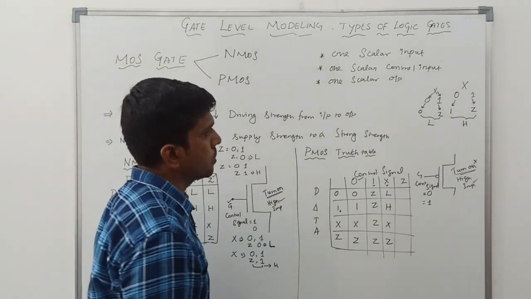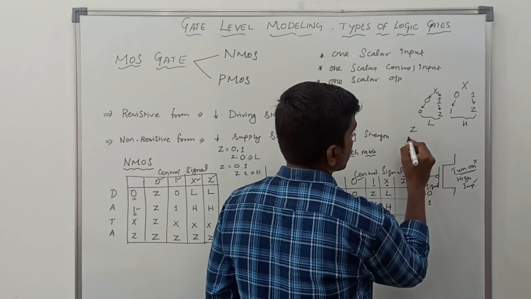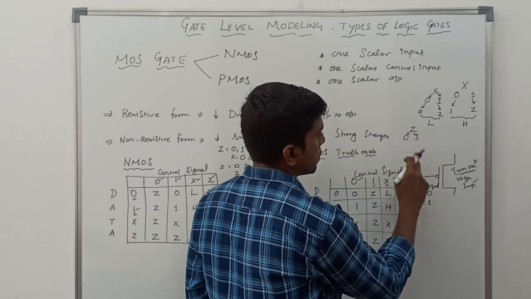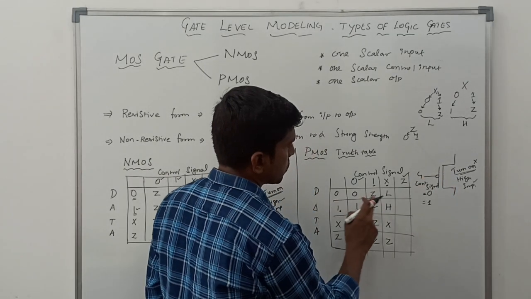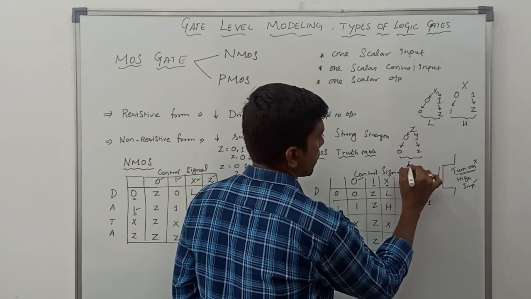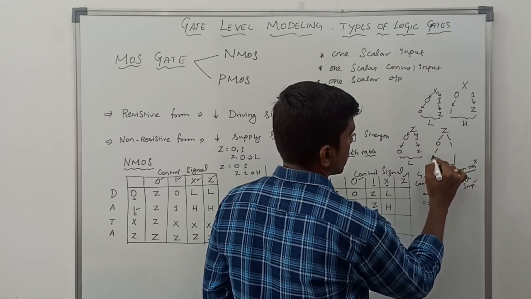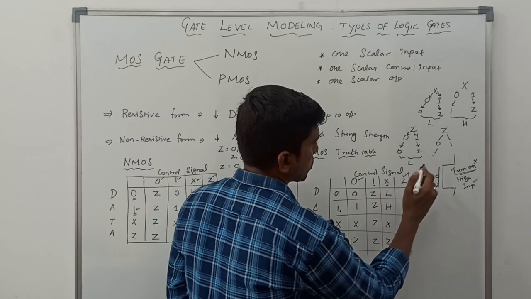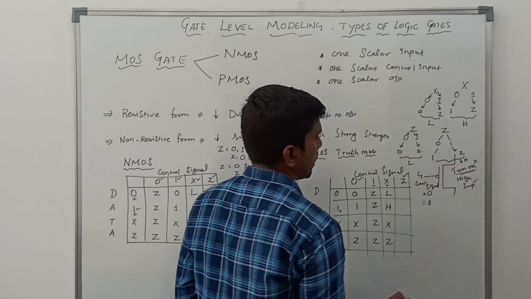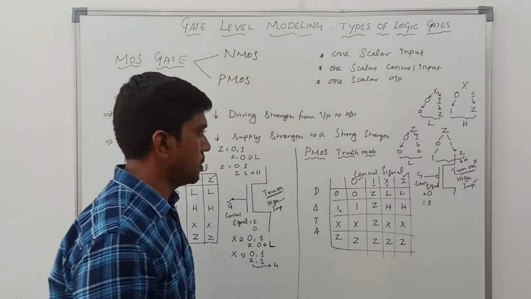So X and Z. The next control signal is Z. For Z also we have two values, 0 or 1. If the control signal is 0, the input values go to the output. With 1, it's a high impedance, which represents L. Likewise for Z, 0 or 1: 0 means the input value goes to the output, and 1 gives Z, so this combination represents H. So L, H, and the remaining two values are copied as they are.